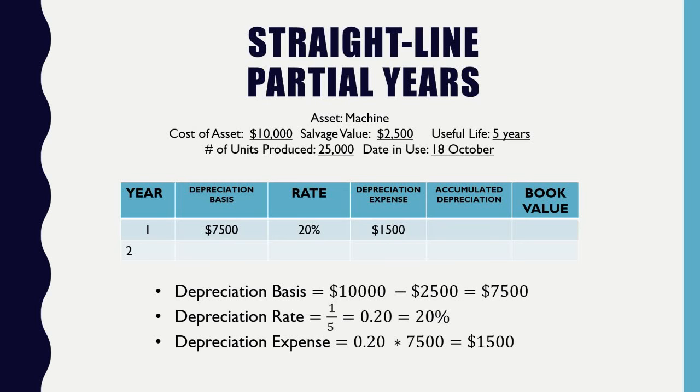Then you take the 7,500, the basis, and you minus the 2,500 again. Why are you minusing 2,500? It says 10,000 minus 2,500. Okay, you got the 7,500.